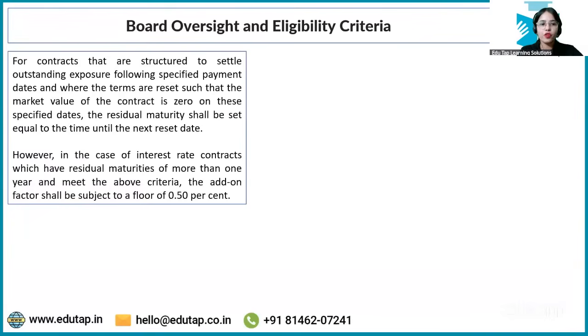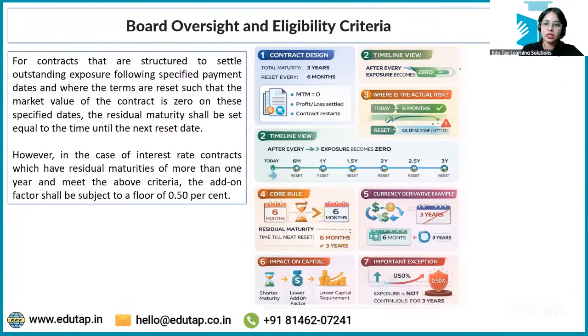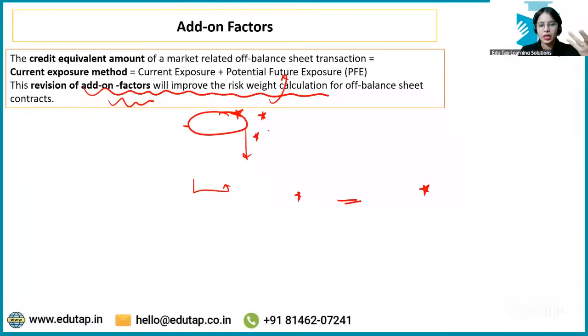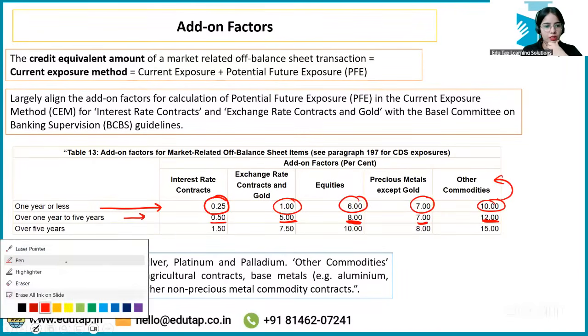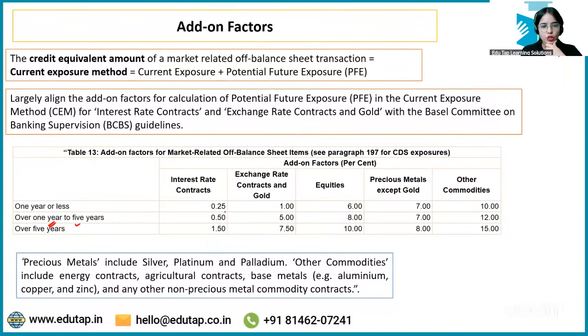Coming to the next one, for contracts that are structured to settle. Now let's say the contract is for a 3-year time period. The larger the time period, the higher the add-on factor, the higher the risk weight. But 3 years means over 1 year to 5 years, so the higher the add-on factor.